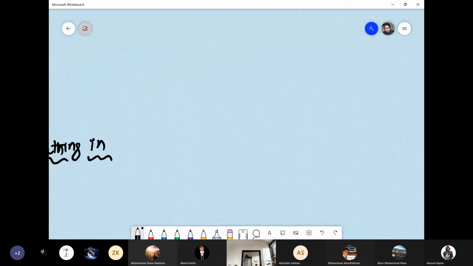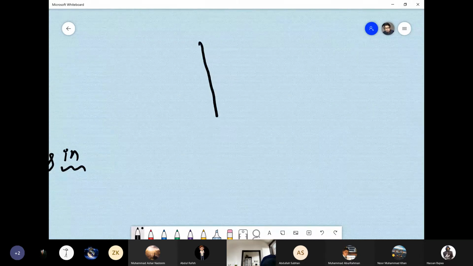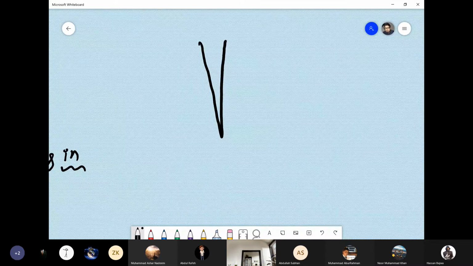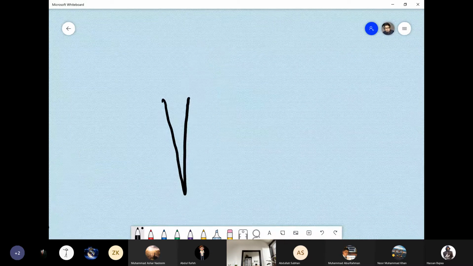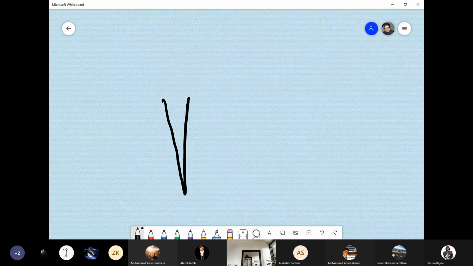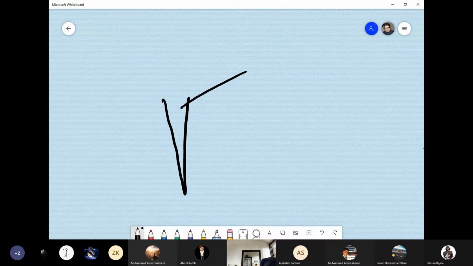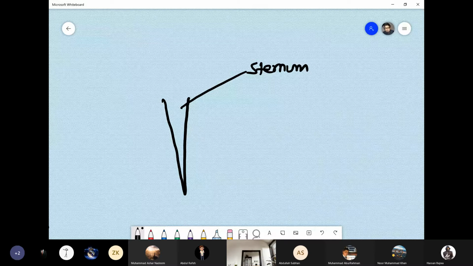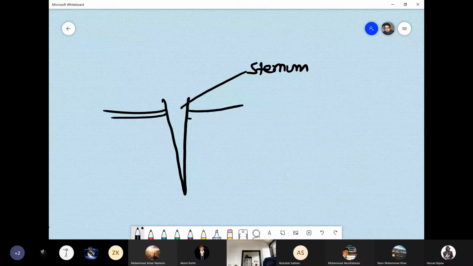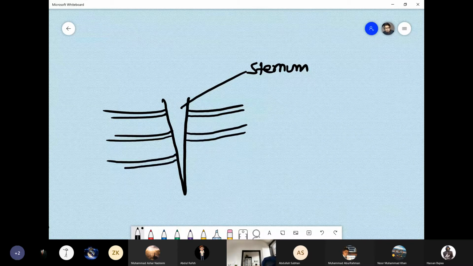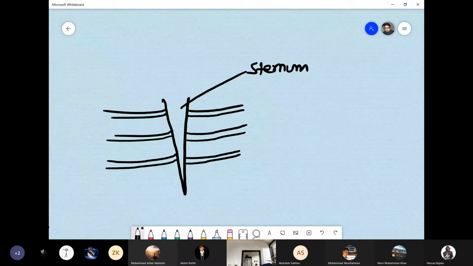Before I start explaining this topic, one thing I need to explain to you guys: this over here is a bone which is present right in the middle of our chest, and this bone is called the sternum. Next, with the sternum, we have the ribs which are attached. These are the ribs that are attached to the sternum.